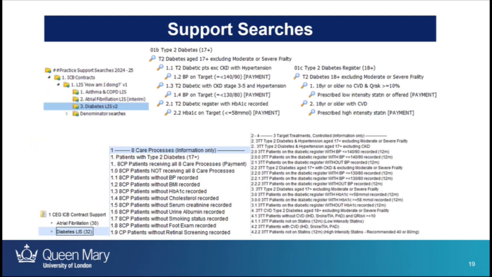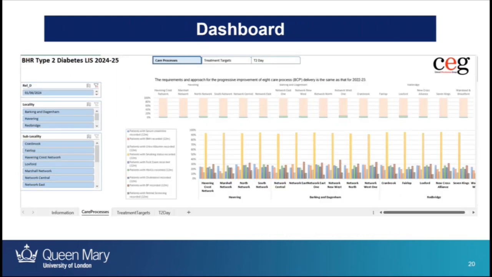And here are your searches. So your top one is EMIS and the bottom one is System 1. That's where you can find those. And again, we've got your dashboard here. So you've got your care processes and target treatments, and the new T Today program is on this dashboard. Again, if you don't have login details, then do please let us know.